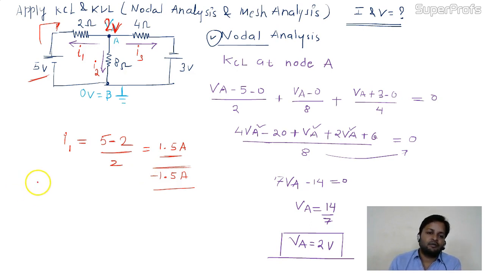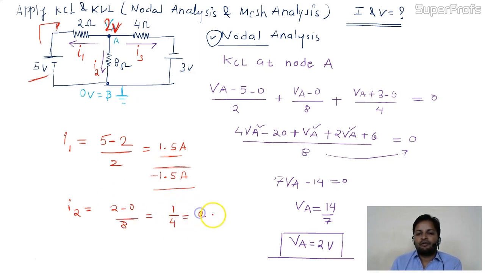I1 is over. Now come to the I2. 2 volt minus 0 volt, divided by 8. 1 by 4, 0.25 amps. Is it okay to you people?